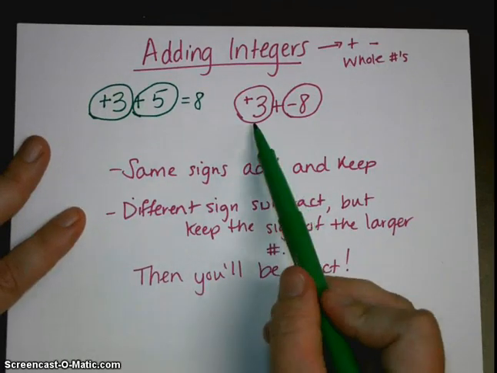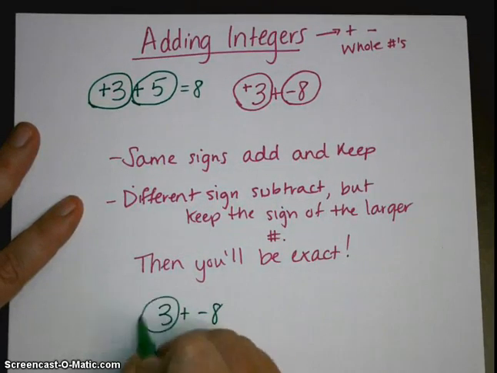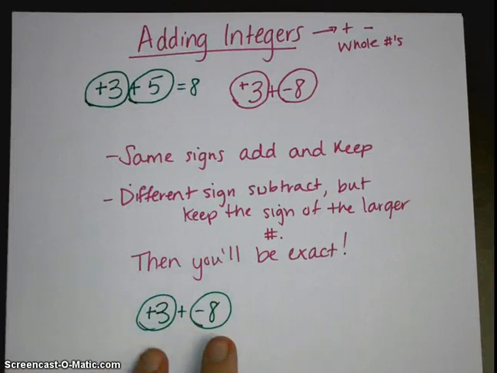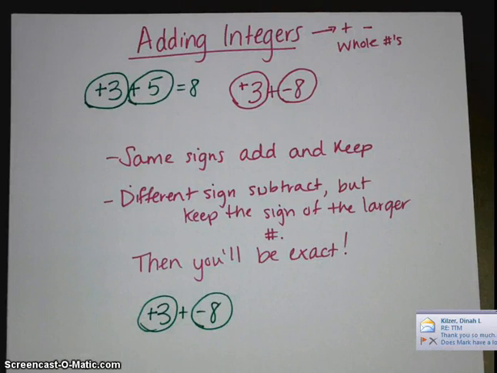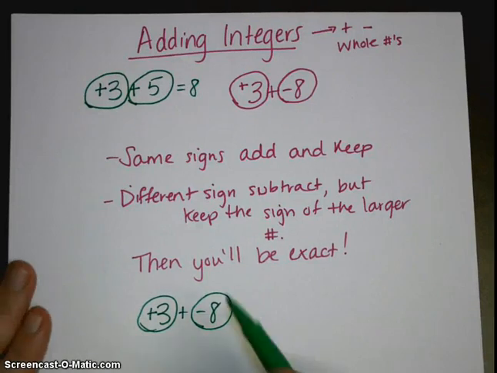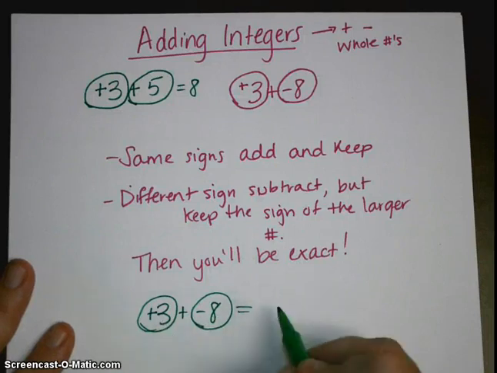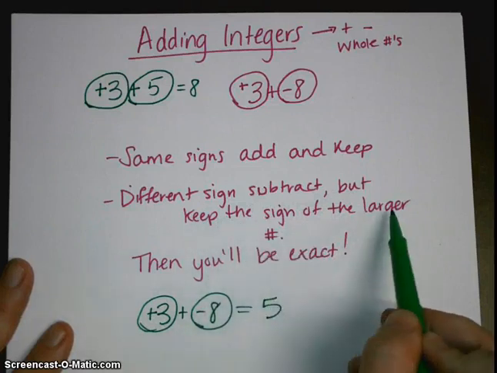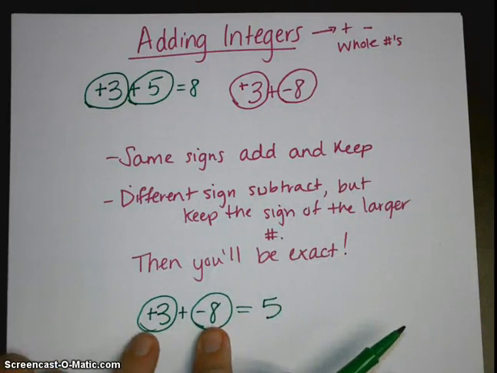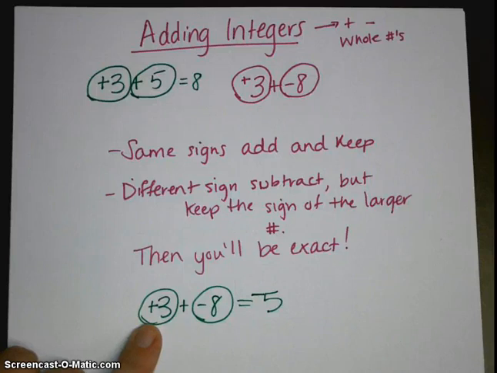So if we deal with this problem, 3 plus negative 8, again, the 3 is a positive and the 8 is a negative. Are these signs the same or different? They are different signs, so therefore we are going to subtract. Different signs subtract. So 3 and 8, what's 8 minus 3? 5, so we did the subtraction, but keep the sign of the larger number. Is 8 a larger number or is 3 a larger number? 8 is larger and 8 is negative, so I'm going to keep that sign. So my answer is negative 5.